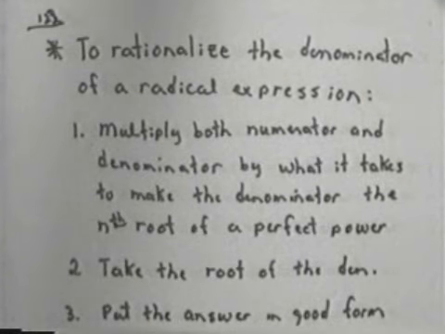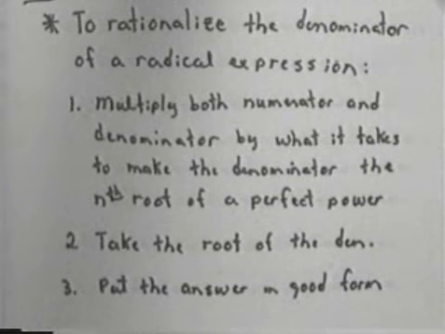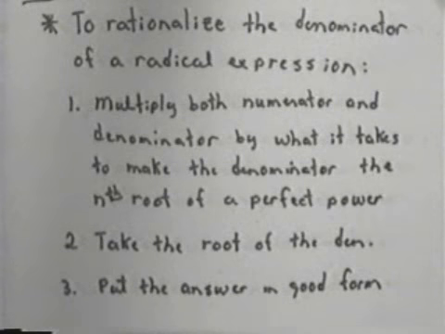Then the second thing you do is you take the root of the denominator. And the third thing, you put your answer in good form. Now that might involve a little bit of reduction or just rewriting, but you want to put the answer in good form. Let's look at an example now in which we are using the rule.